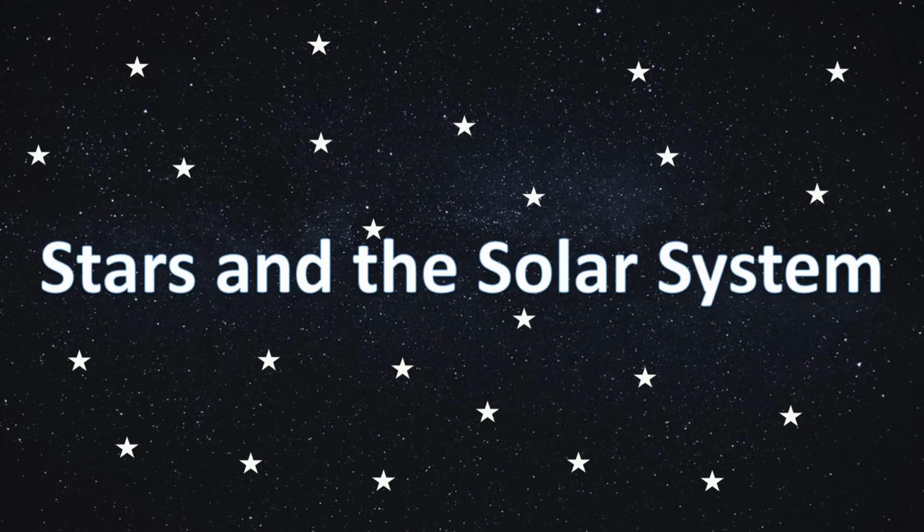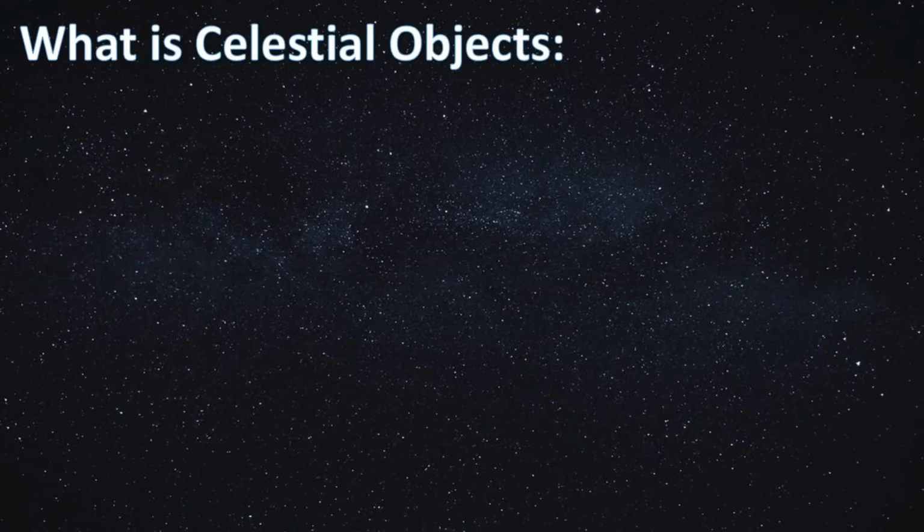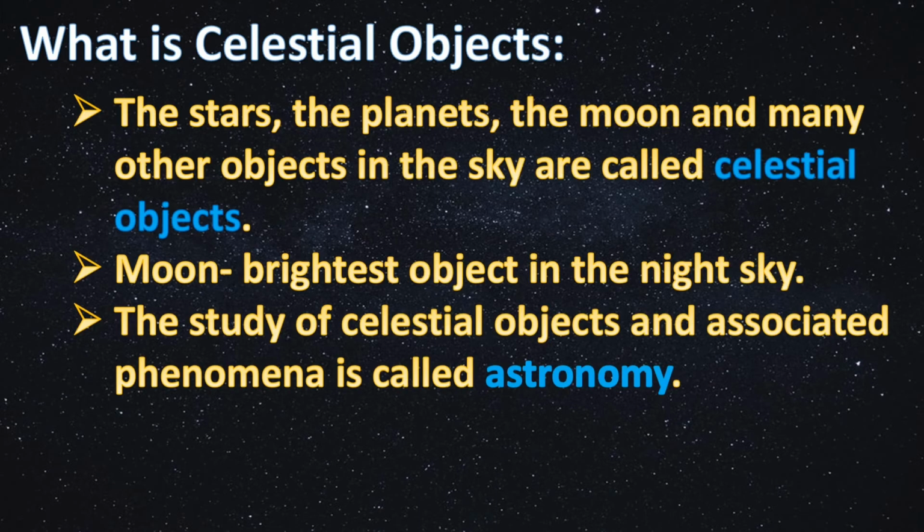The solar system. What are celestial objects? The stars, the planets, the moon, and many other objects in the sky are called celestial objects. The moon is the brightest object in the night sky. The study of celestial objects and associated phenomena is called astronomy.